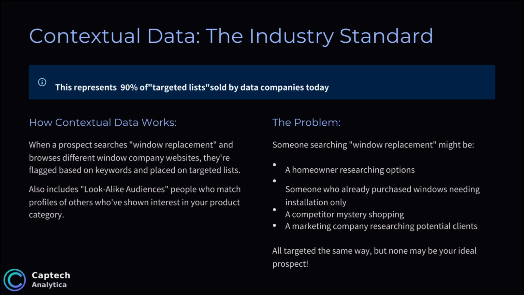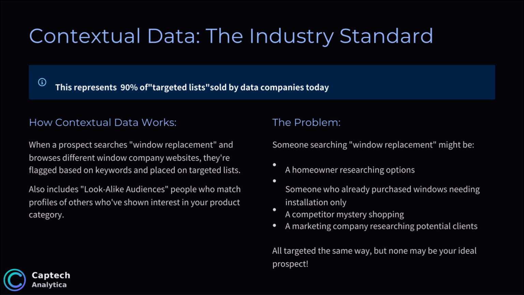Next, there's contextual data, and this is what almost every list provider is selling you when they promise targeted lists. Contextual data is built from traffic and keyword activity. For example, if a homeowner searches window replacement, they get flagged and dropped onto a list. Same with lookalike audiences, profiles that resemble people who may have shown interest before. On the surface, that sounds great, but here's the problem.